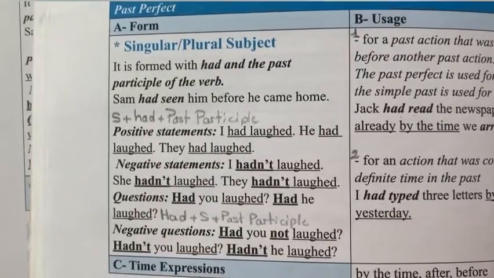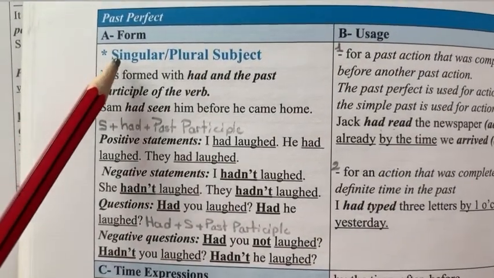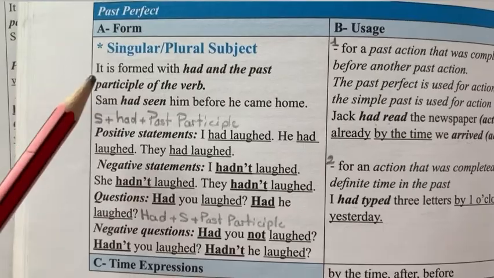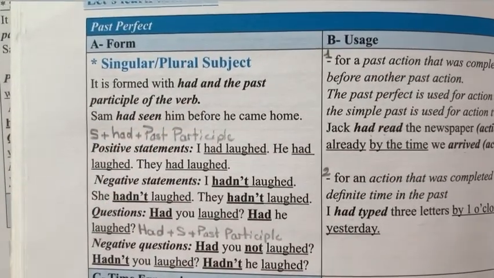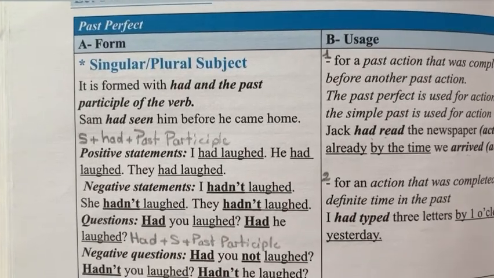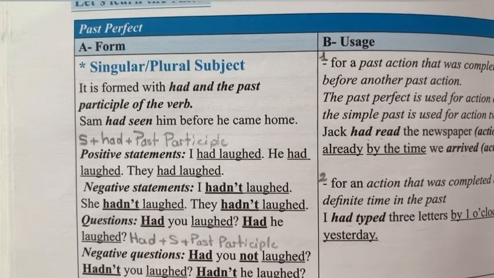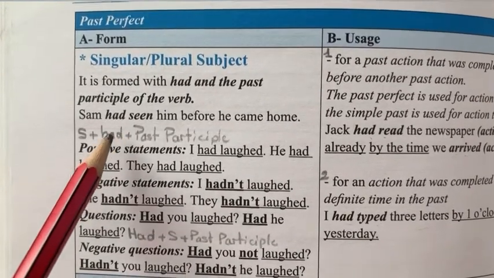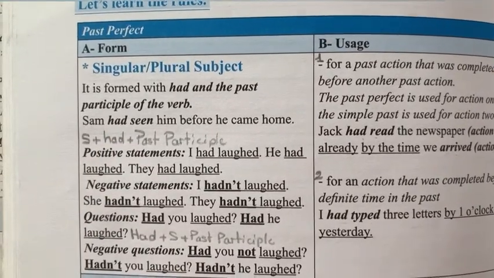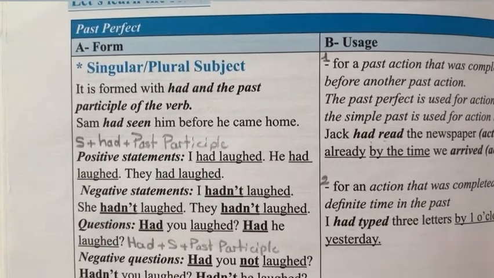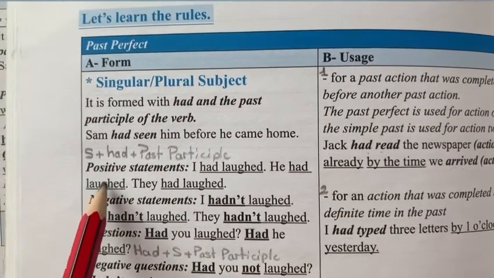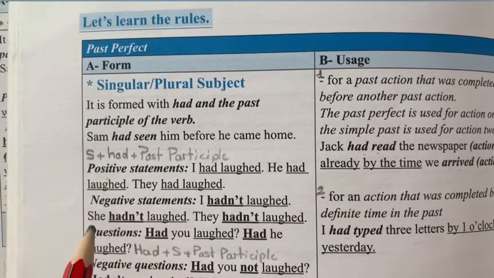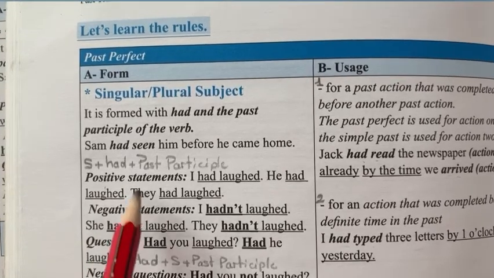What about the form of the past perfect tense? It's very easy and simple. It's formed with had and the past participle of the verb. Whatever subject is in the sentence, we use had with it. So if the subject is singular or plural, we should use had and the past participle form of the verb. This is the positive statement form. For the negative statements, we just add not after had.